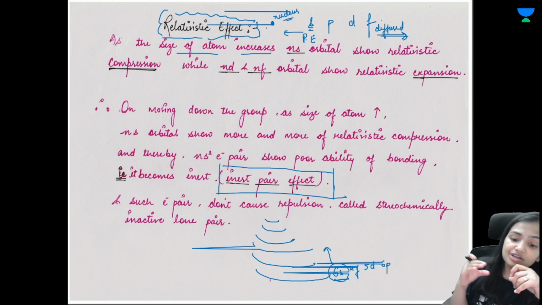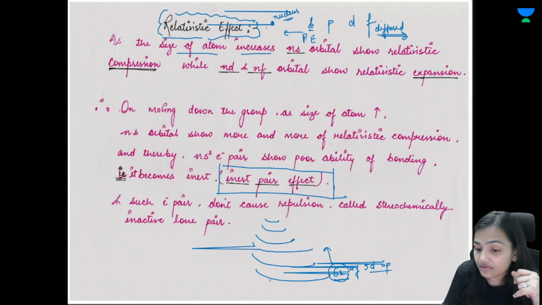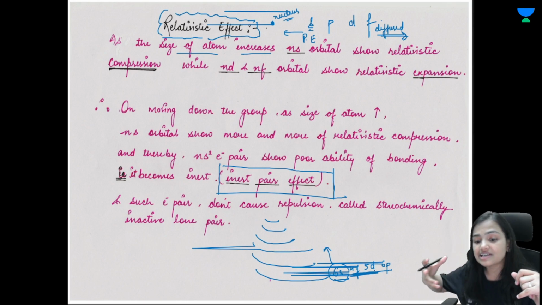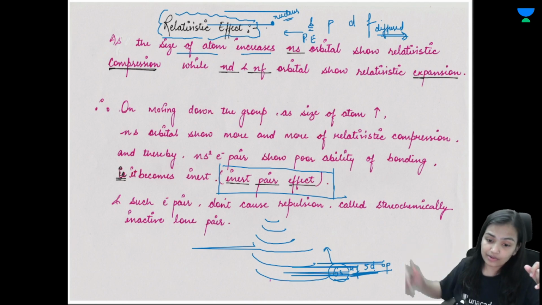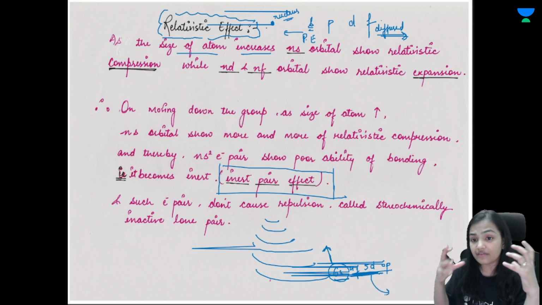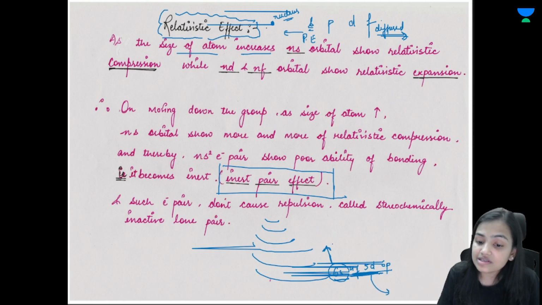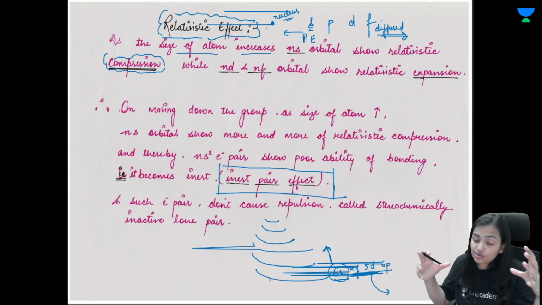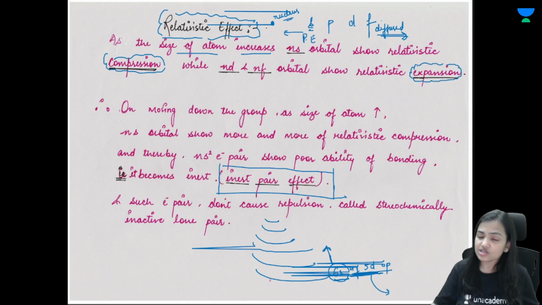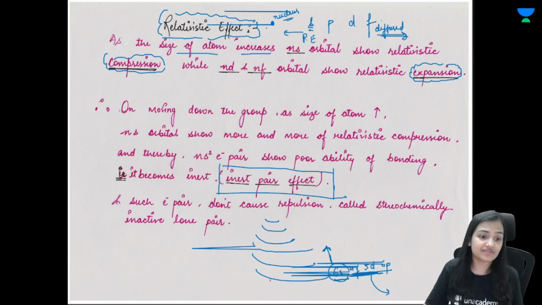Okay, so this will tend to go more close to the nucleus, and the d and f orbitals, they are more diffused, so they will be showing the relativistic expansion, they will go away from the nucleus. So this is going more close to the nucleus, and they are going more away from the nucleus. When this goes close to the nucleus, this is known as relativistic compression. And when it goes away from the nucleus, the size of the atom is going to increase, so this is known as the relativistic expansion. Okay, so understood what is relativistic expansion and the relativistic compression.